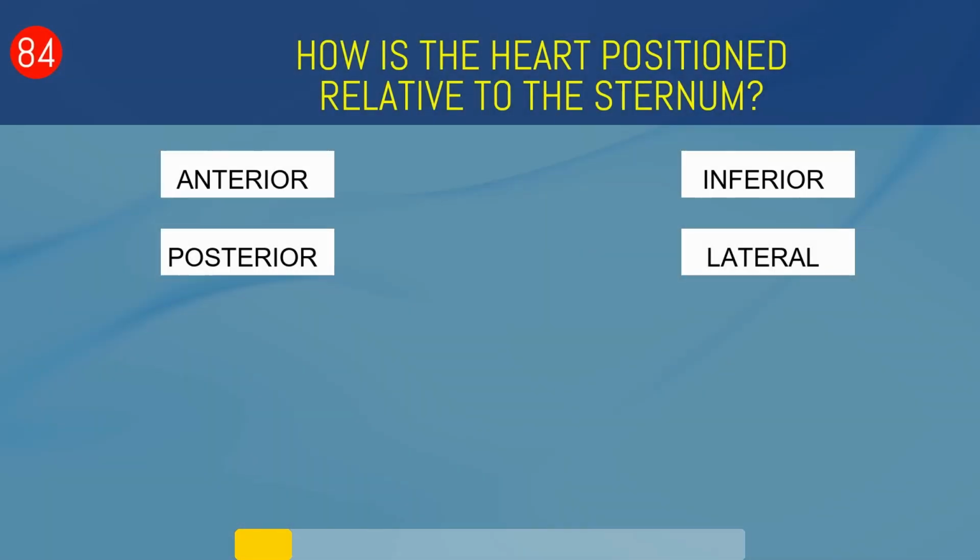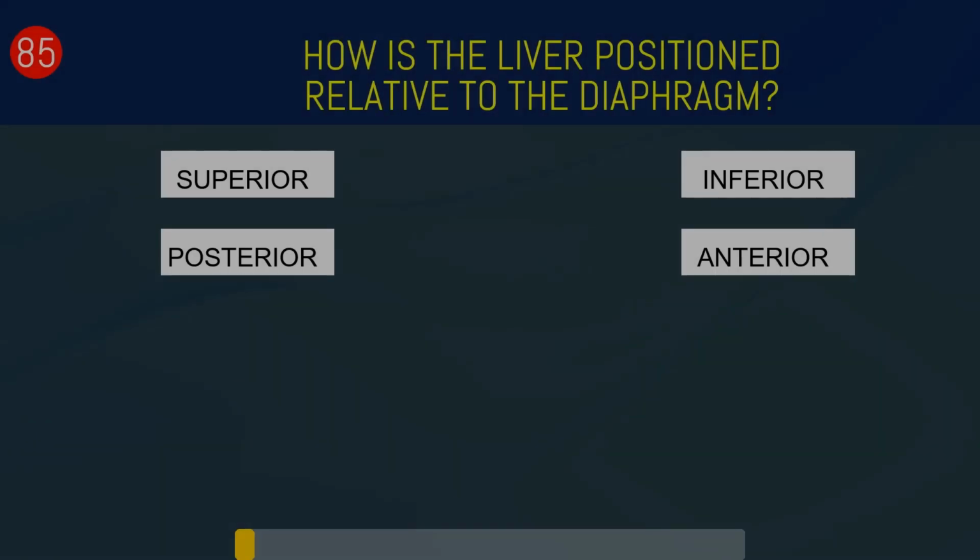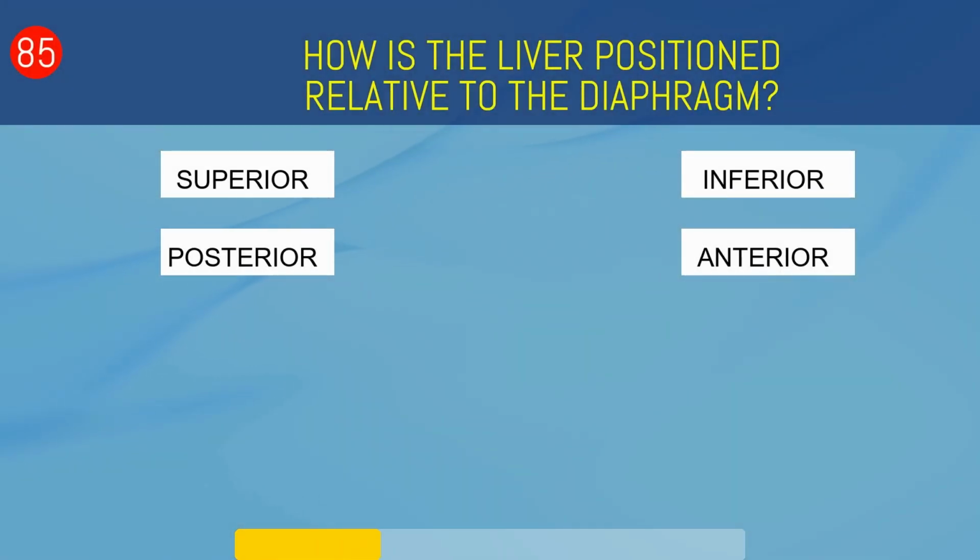Lateral. How is the heart positioned relative to the sternum? Anterior, posterior, inferior, or lateral? Posterior. How is the liver positioned relative to the diaphragm? Superior, posterior, inferior, or anterior?